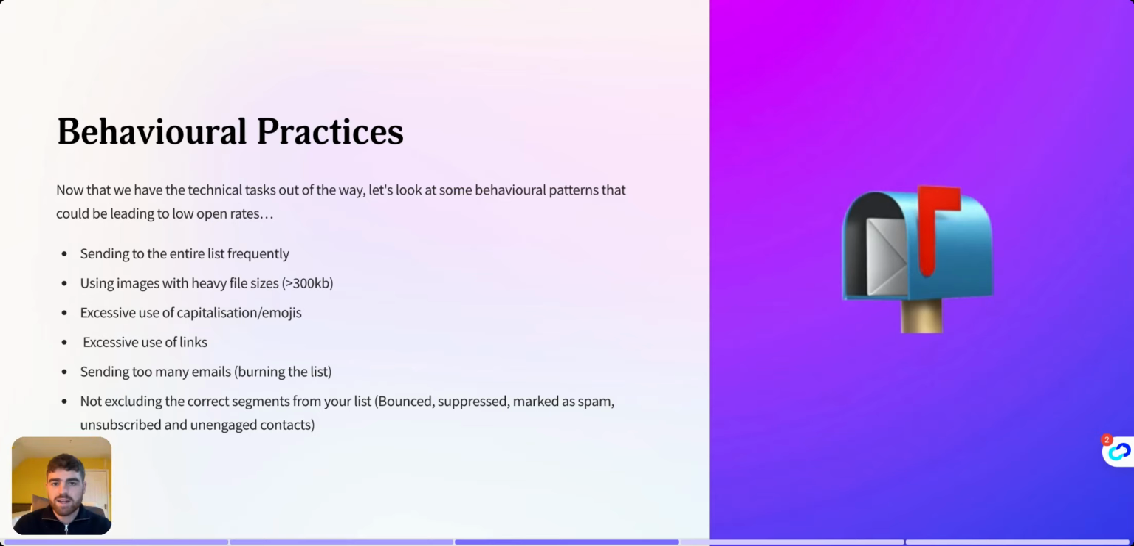And then finally, we have not excluding the correct segments from your list or from your campaigns. So when you're sending campaigns, you'll always want to make sure that you're excluding people who have bounced, people who have been suppressed, marked as spam, unsubscribed, and unengaged contacts.